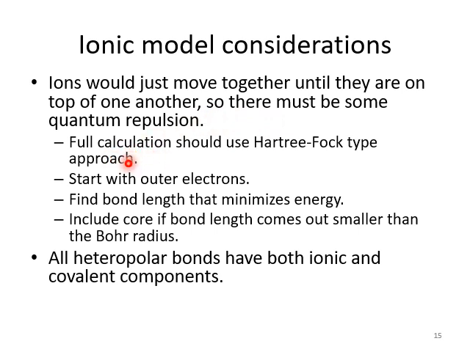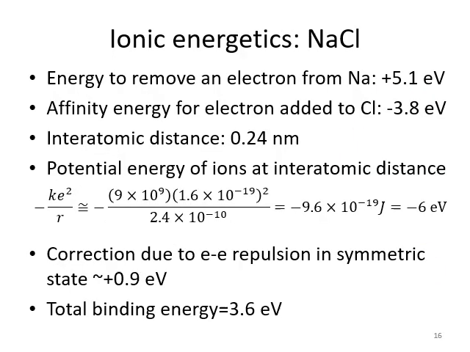In order to do the full calculation, we should use some Hartree-Fock type approach. Start with the outer electrons, find a bond length that minimizes the energy, solve for all the core electrons. It's a very involved and difficult calculation. But we can make approximations using linear combination of atomic orbitals. We're not going to do that here. These are just things that we think about.